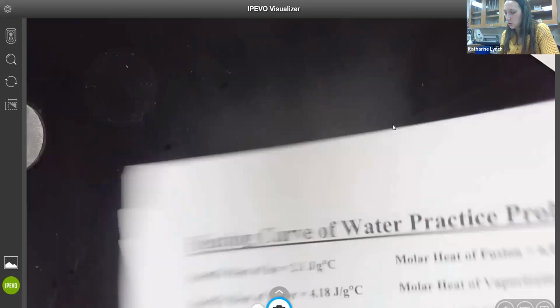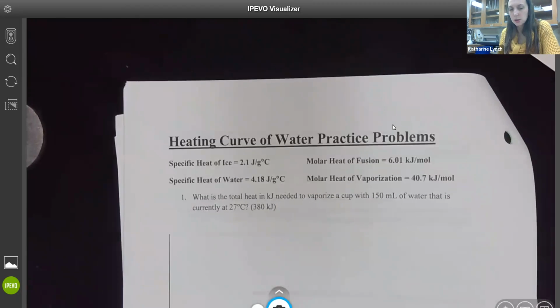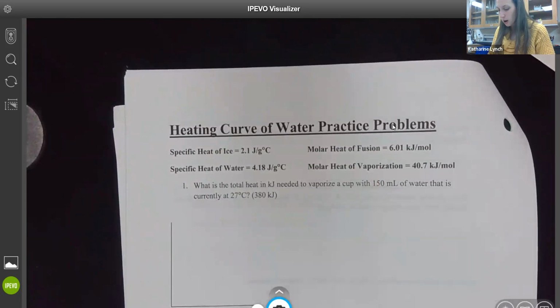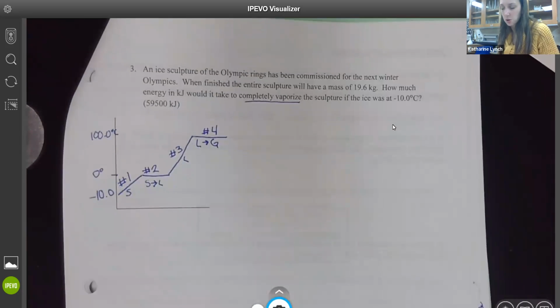And again, we'll need to use different specific heats of ice, specific heats of water, molar heat of fusion, and molar heat of vaporization. This is a big problem. All right, let's start with section 1.